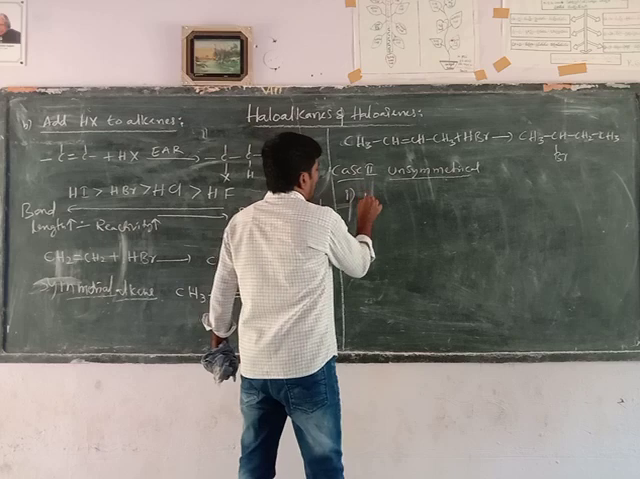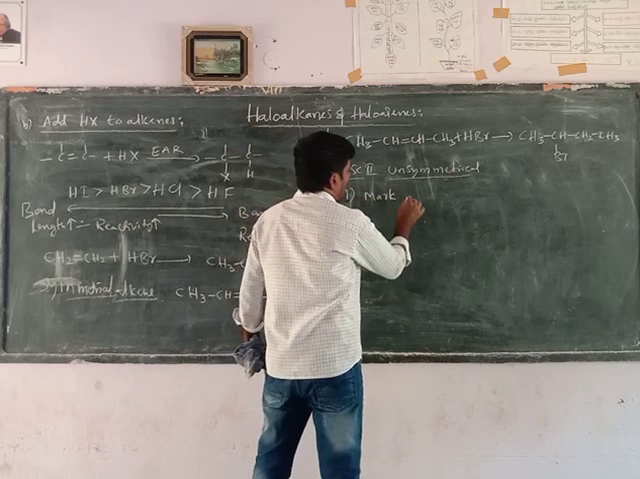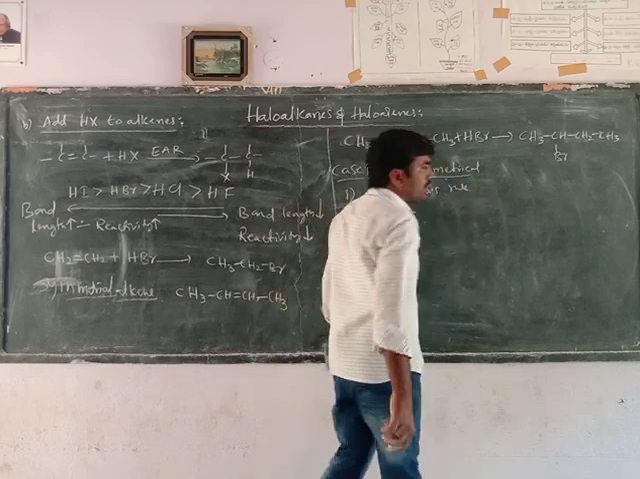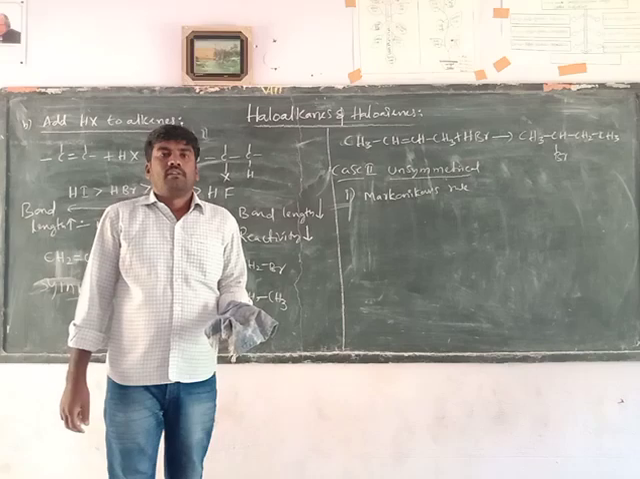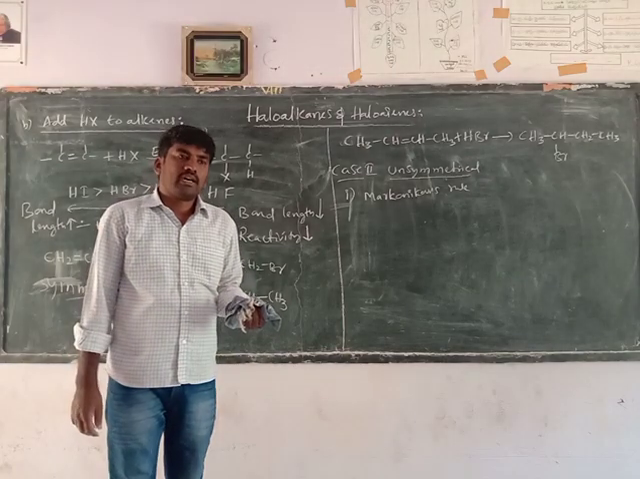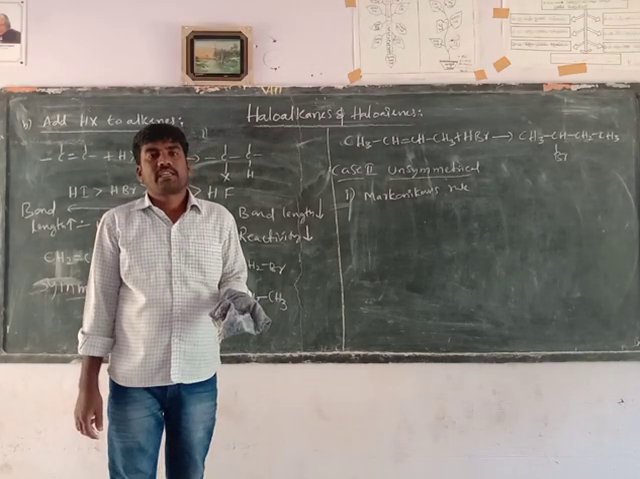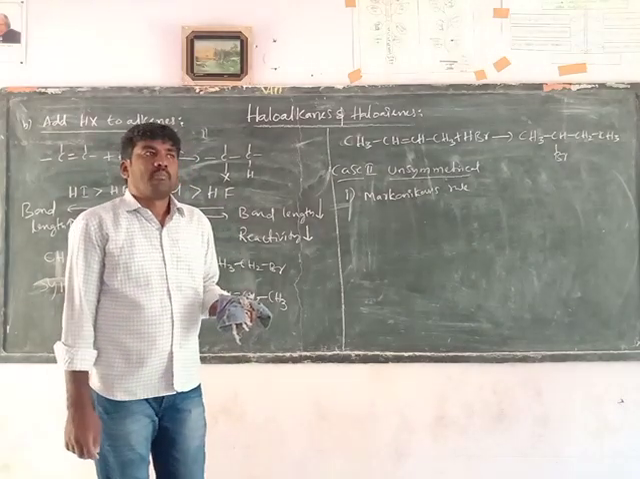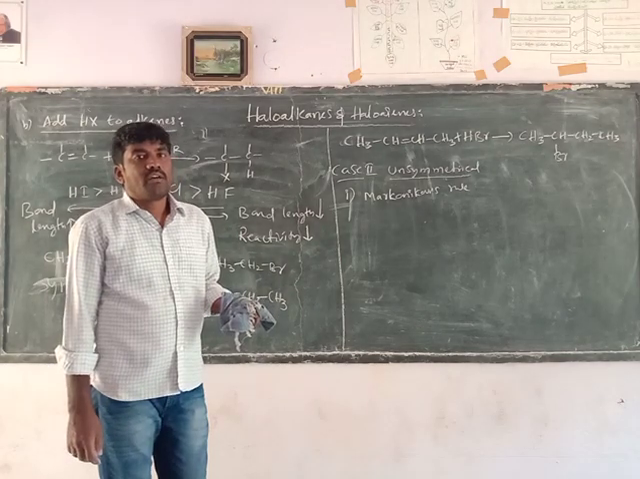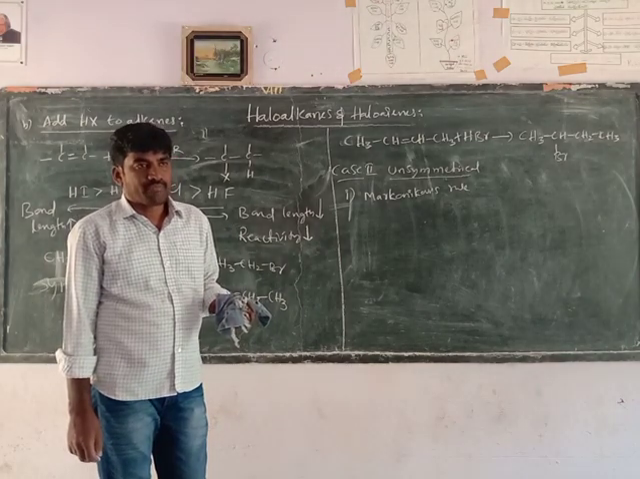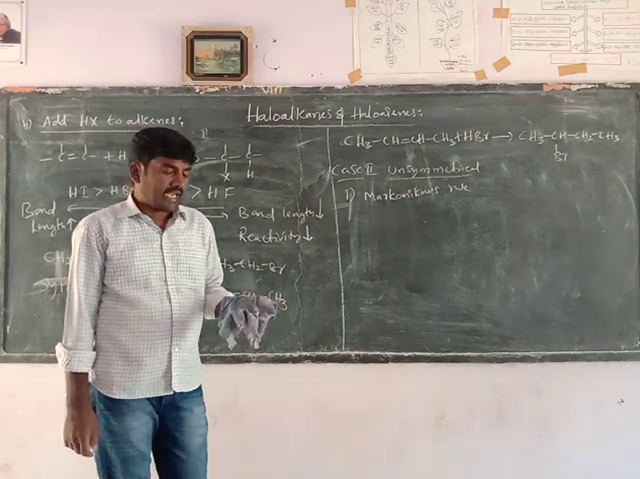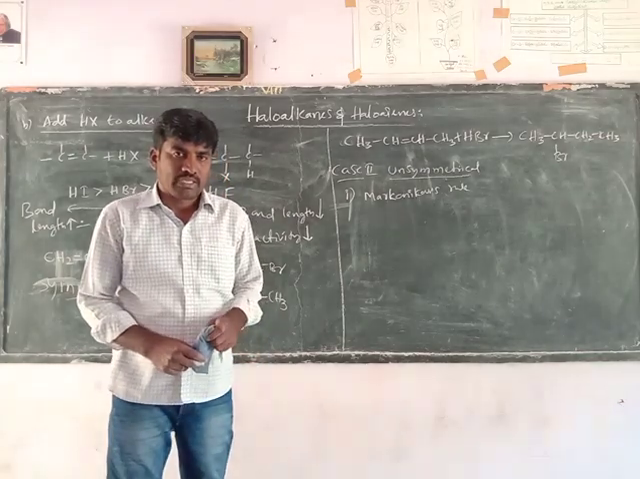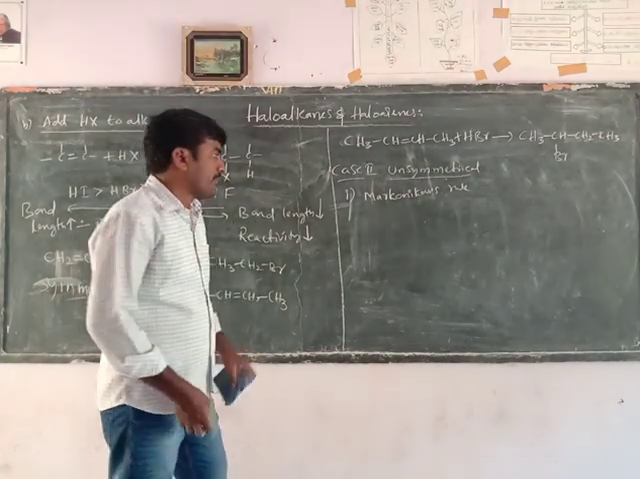First one, Markovnikov rule. According to the Markovnikov rule, the addition of hydrogen halide takes place across the multiple bond. The negative part of the attacking reagent attacks the multiple bond carbon with fewer hydrogen atoms, and the hydrogen atom attacks the multiple bond carbon with more hydrogen atoms. The product is called the Markovnikov product.